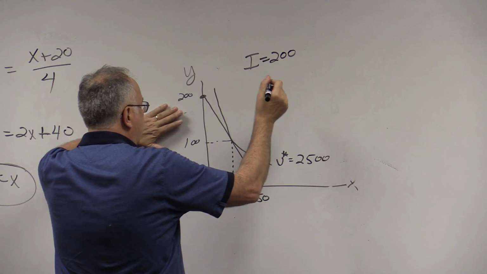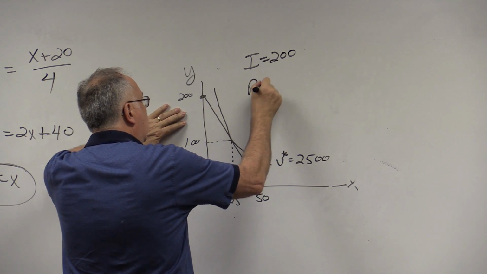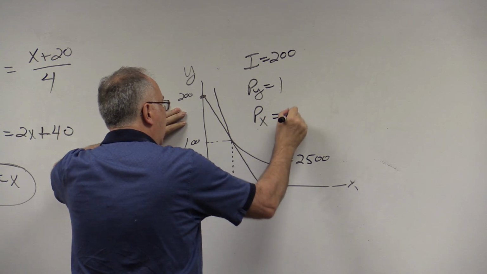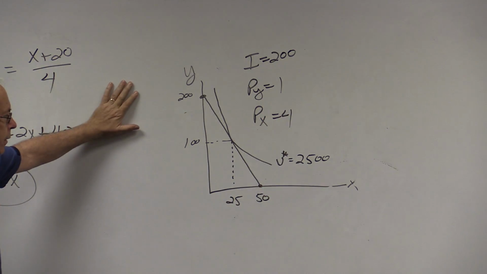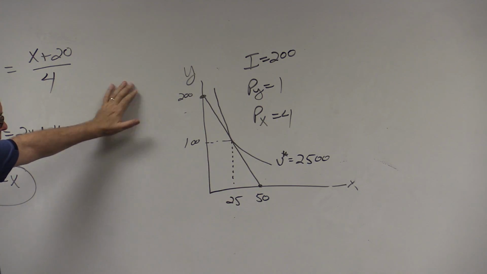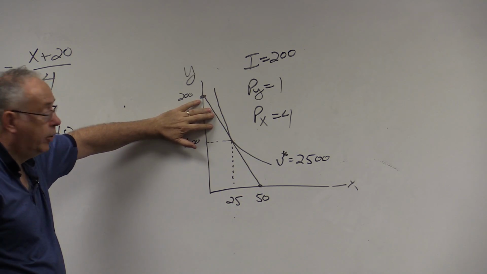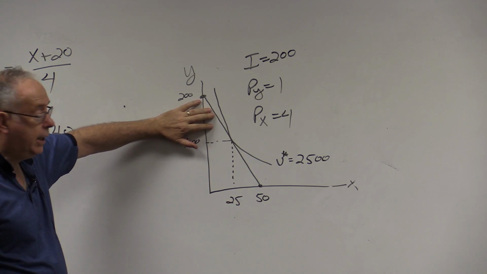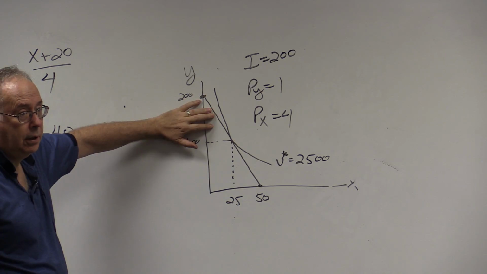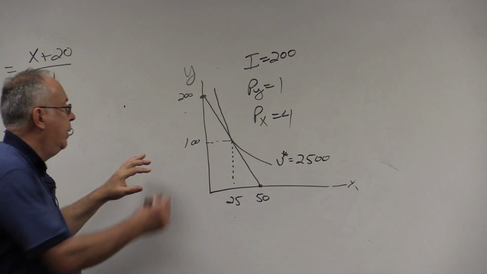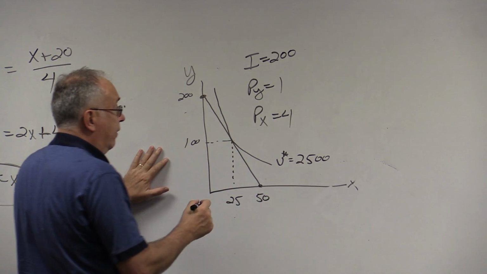We were assuming that the price of y is 1. The price of x is equal to 4. Now, suppose income were to increase. What would happen in our diagram if income were to increase? How would our diagram change? Well, the budget line would shift. Our income increased, so the budget line would shift to the right. It would just shift to the right in a parallel fashion.